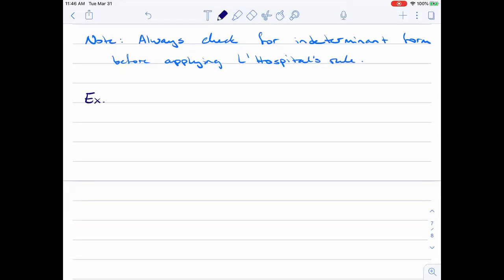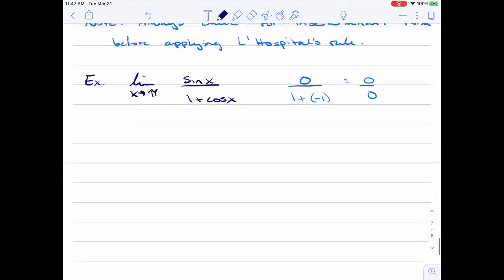So let's do another example. If you've got the limit as x goes to pi, just a dead giveaway that it's going to be a trig function. So the limit as x goes to pi of sine x over 1 plus cos x. If I plug in pi into this function, I get 0 over 1 plus -1, 0 over 0. So I'm okay to use L'Hopital's rule.